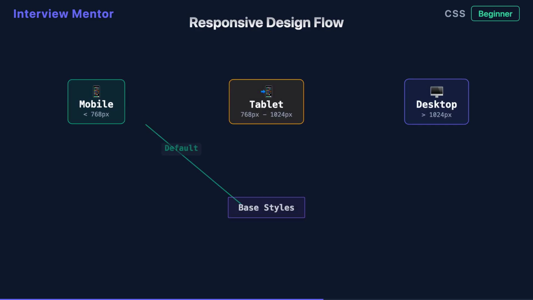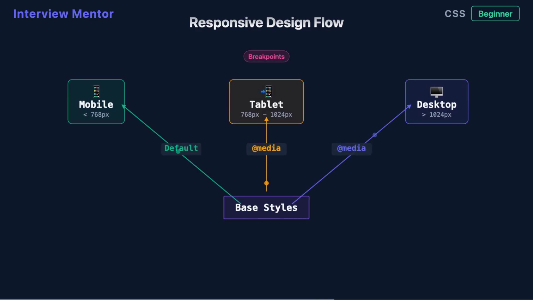In practice, developers define breakpoints, specific widths where the layout changes. A common pattern is mobile-first design, where you write base styles for small screens, then use media queries to enhance the layout for tablets and desktops. This way, your site works everywhere from a tiny phone to a massive monitor.